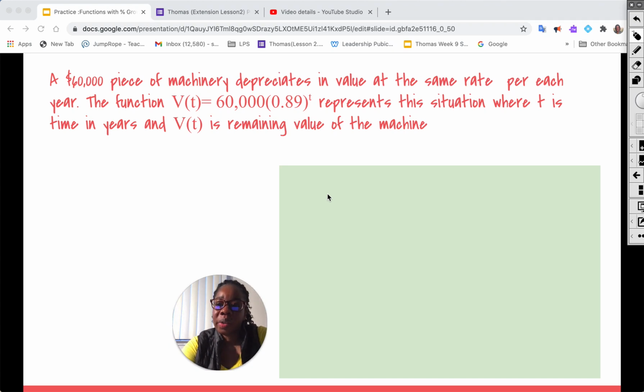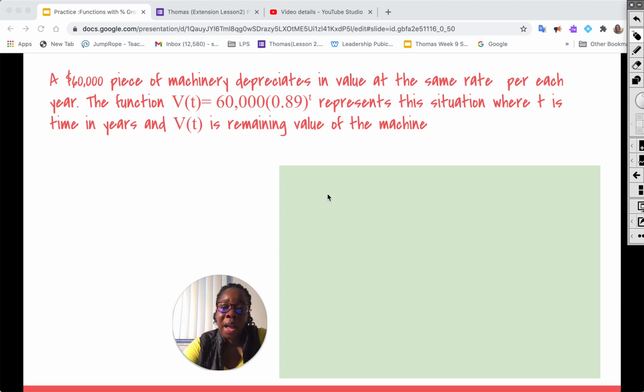All right, so this question says a $60,000 piece of machinery depreciates in value at the same rate for each year. The function v of t is equal to 60,000 times 0.89 raised to the t represents this situation, where t is the time in years and v is the remaining value of the machine.